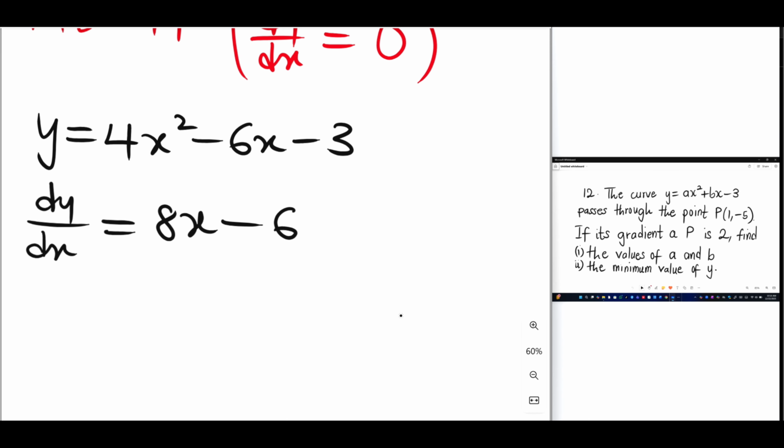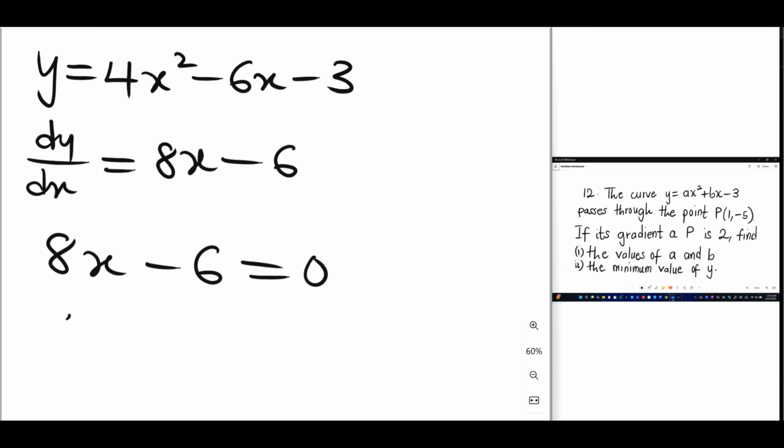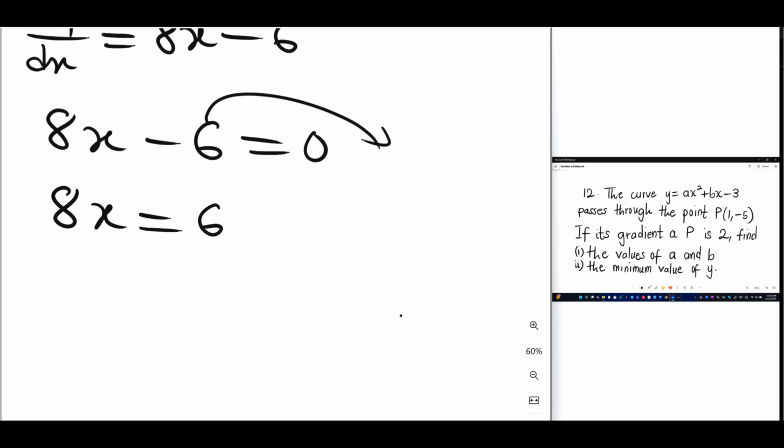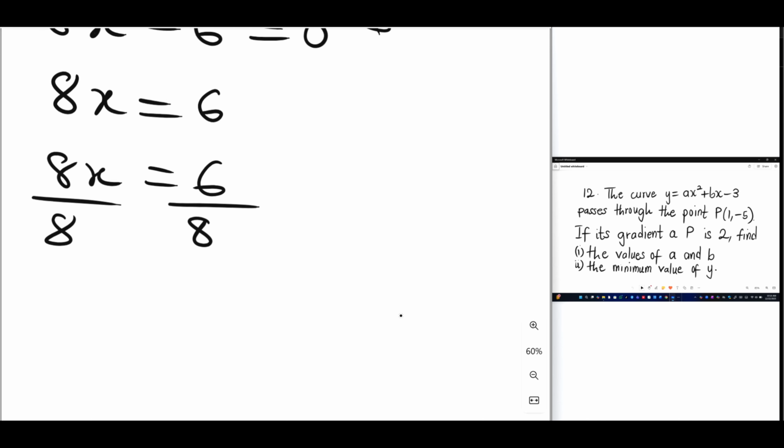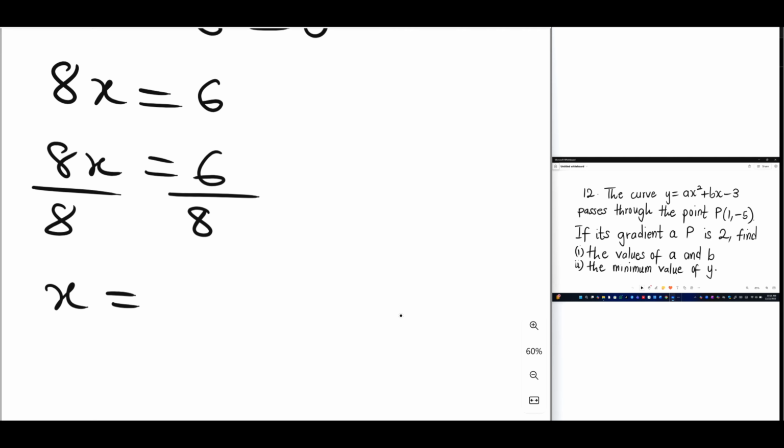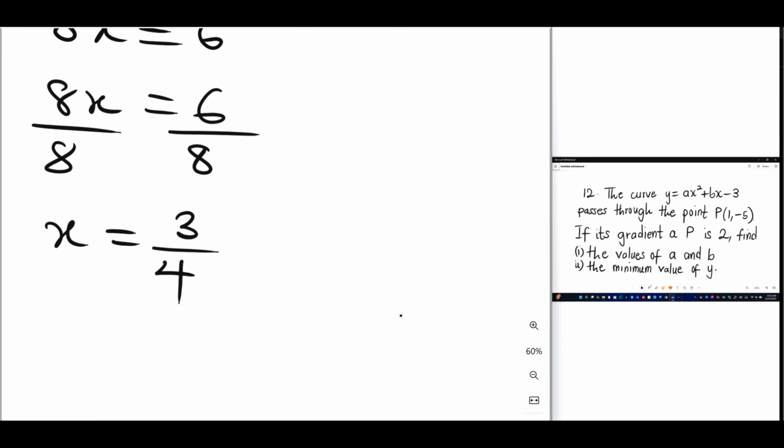And at turning point, dy/dx is equal to 0. So we are going to get 8x minus 6 equal to 0. So we make x the subject. You have 8x equal to positive 6. I've transposed the negative to the right-hand side. So we are now going to get 8x equal to 6. Then we divide through by the coefficient of x. All right. So we are getting x to be 3 divided by 4. So this is the value of x at that particular point.